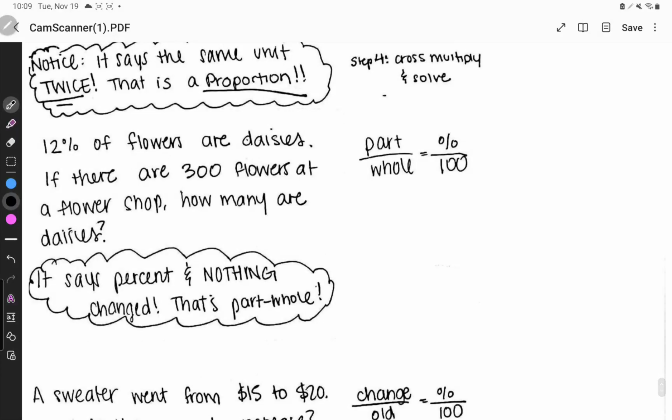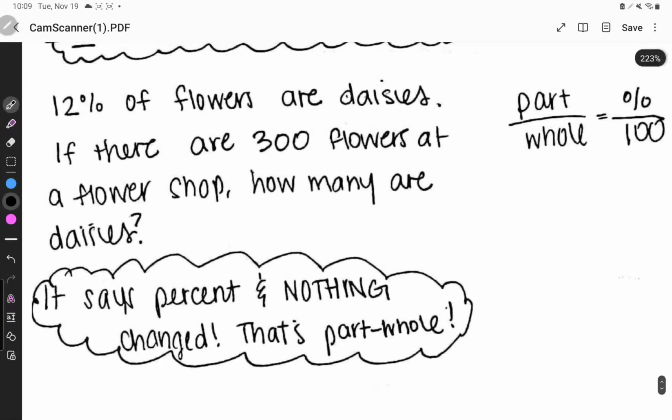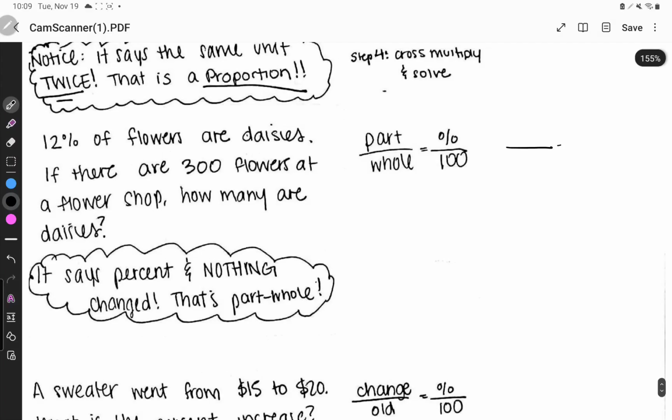Then right here, you have 12% of flowers are daisies. If there are 300 flowers at a flower shop, how many are daisies? So this time it says percent, which means we're either using a part whole or a percent of change. We ask ourselves, did anything change? No, the number of flowers did not increase. So I'm using a part whole. I set it up in the form of part whole. 12% goes in the percent spot, which is always above 100. Then I just have to look at my other number and see if that's a part of a whole. It says if there are 300 flowers at a flower shop, that's a total. Totals go with the whole. So that means my whole is going to have 300, and then x is going to go in the part, and then you just cross multiply and solve.